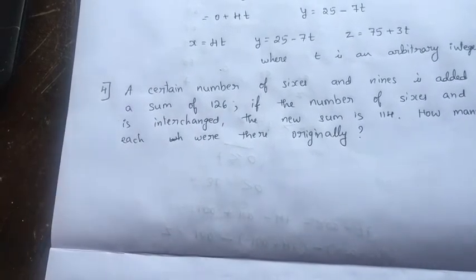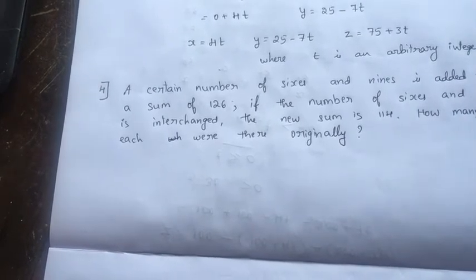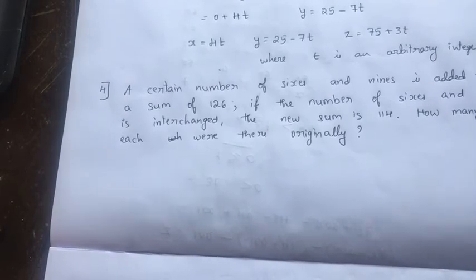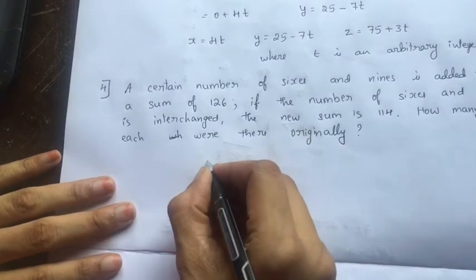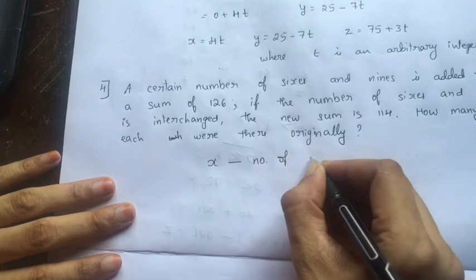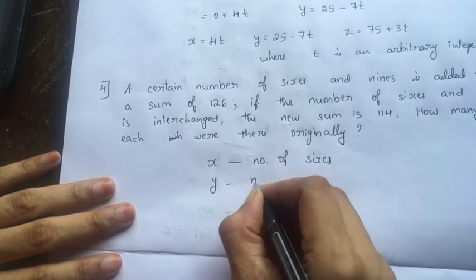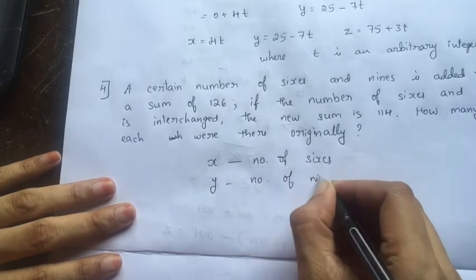Problem number 4. A certain number of 6s and 9s is added to give a sum of 126. If the number of 6s and 9s are interchanged, then the new sum is 114. How many of each were there originally? So again a word problem. Let us say x denotes the number of 6s and y denotes the number of 9s.